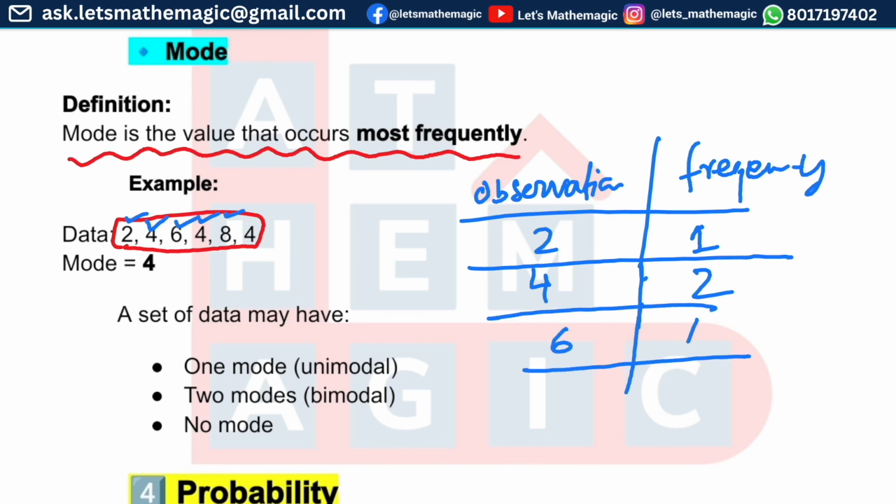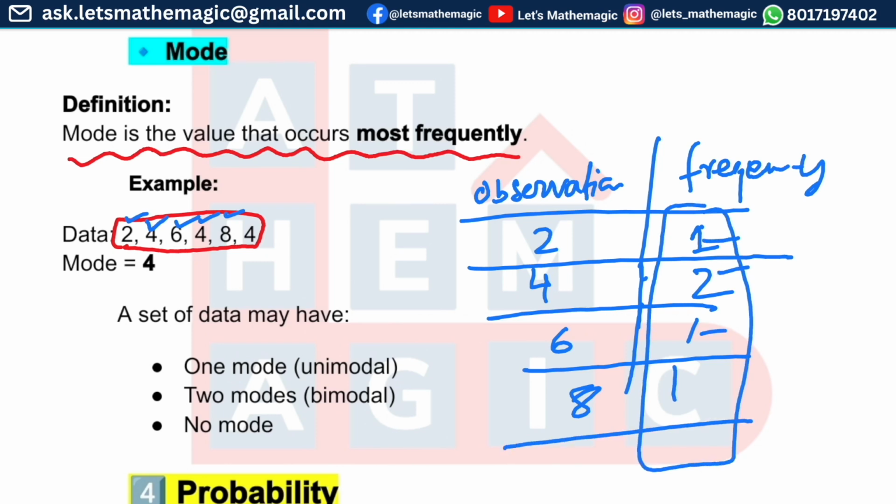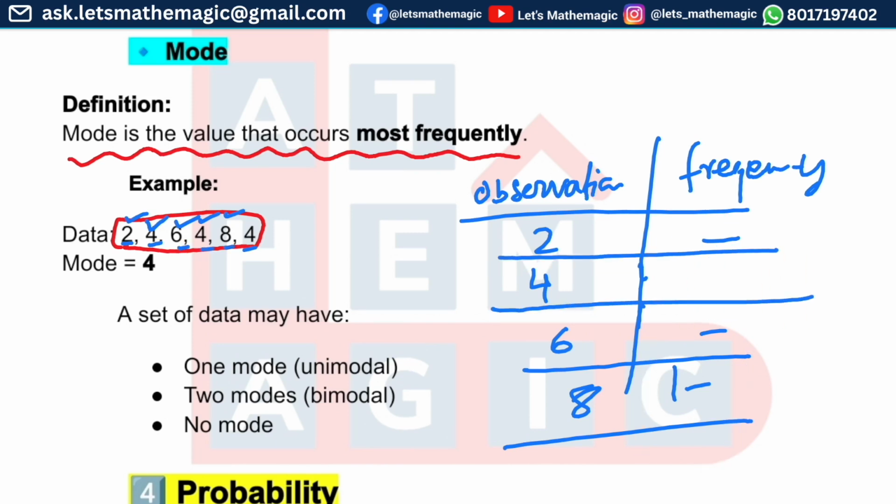Only once. So if I count all of this frequency, I should get 1 plus 2, 3, 4, 5. So there are 5 data, right? 1, 2, 3, 4, 5, 6, no, 6 data. Oh, sorry, the frequency of 4 was 3. So frequency of 4 was 3. Anyway, the 2 was 1.